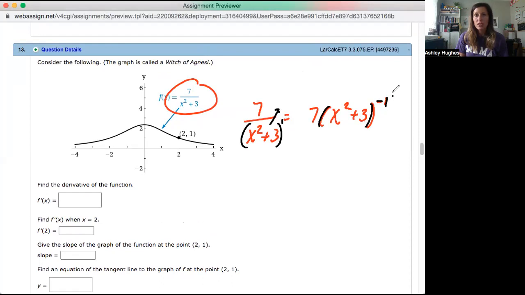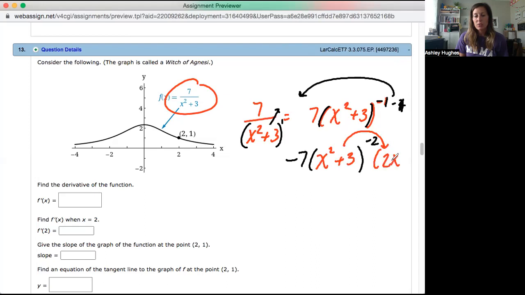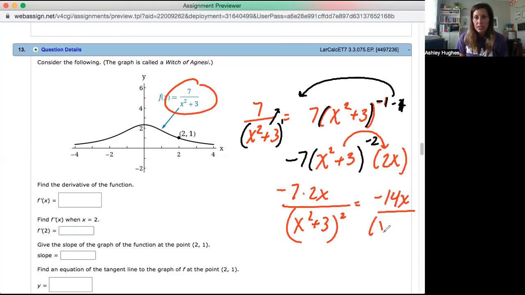So we'll do this. You bring the -1 down. So -7, you subtract 1. Oops, -1 means it's -2. You keep the inside the same. But then the chain rule says you multiply by the derivative. So then this is -7 times 2x over x squared plus 3 to the second power. So -14x over x squared plus 3 squared.